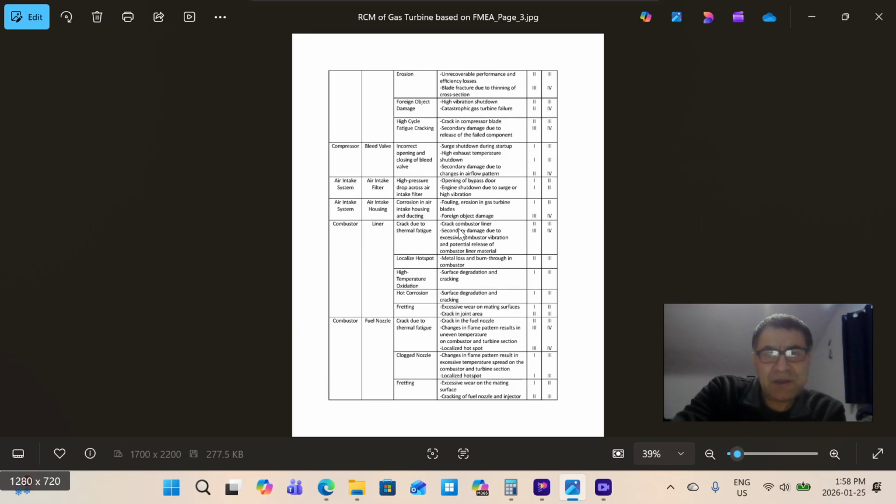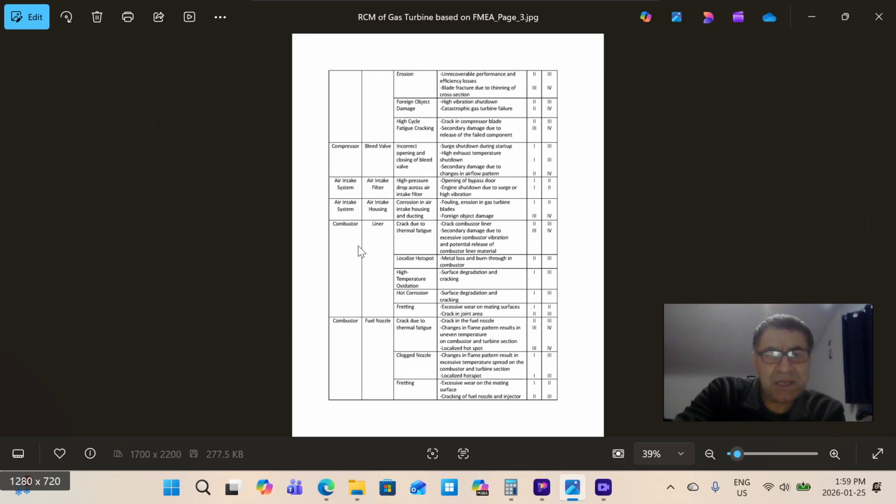Failure effect: crack in the combustion liner, with secondary damage due to excessive combustion vibration, and the potential of a combination of thermal fatigue and mechanical fatigue together on the liner, and potential release of the combustion liner material. As you can see, this is unmitigated with a high probability to shut down the compressor. And by mitigation and PM, one level probably could be dropped.